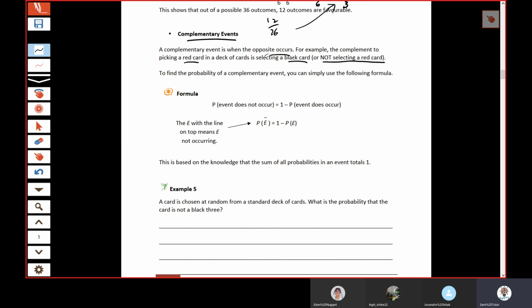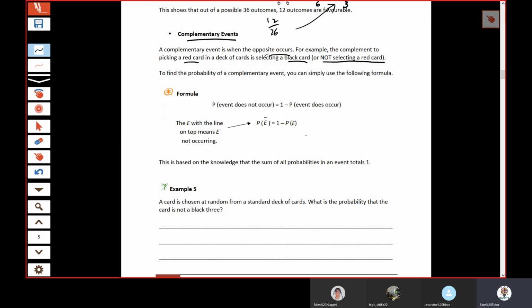So you can't always just say opposite. Sometimes you might have to just say not selecting a red card. To find the probability of a complementary event, you can simply use the following formula. The probability the event does not occur is equal to 1 minus the probability that it does occur. These are pretty straightforward. You know, the probability of it raining is 50%, not raining is 50%.